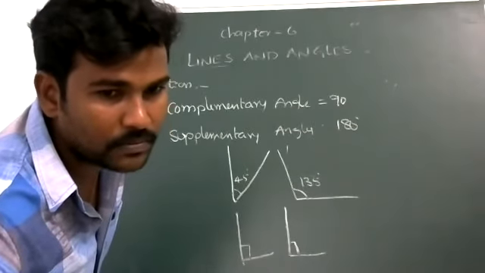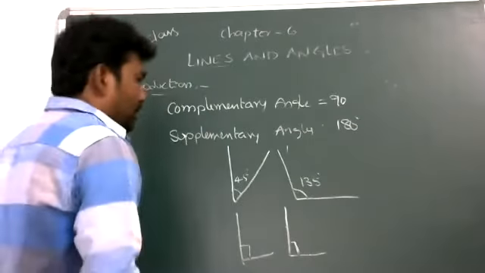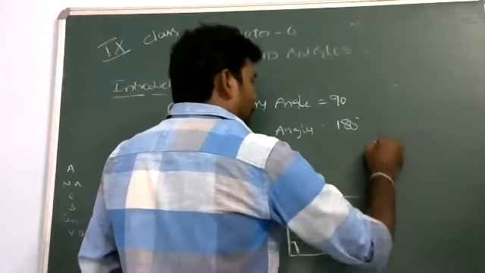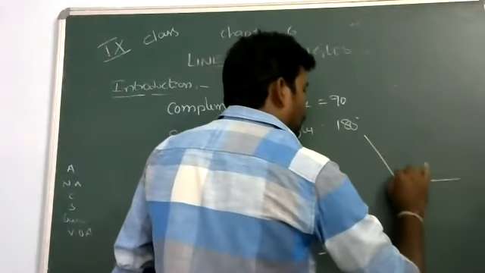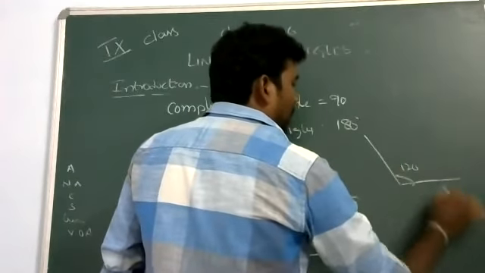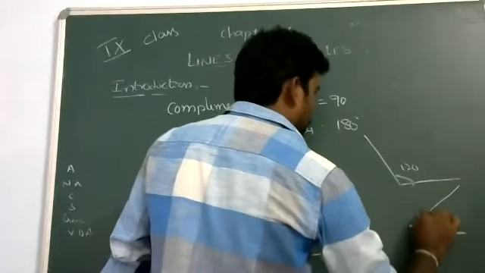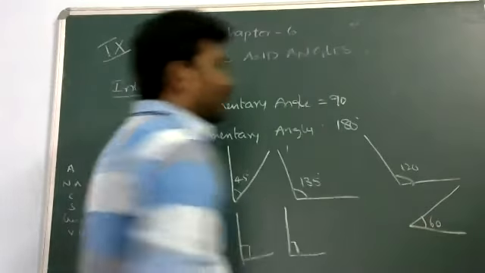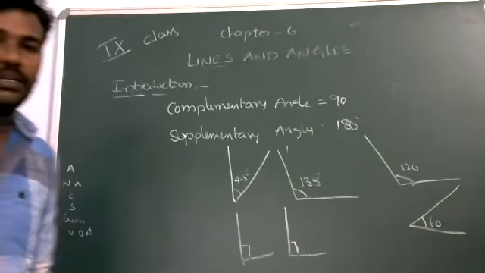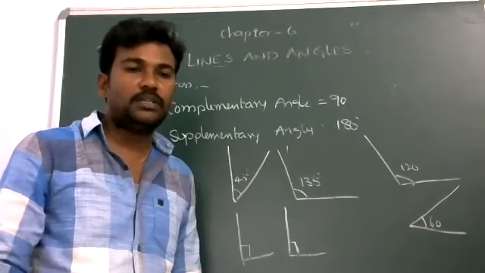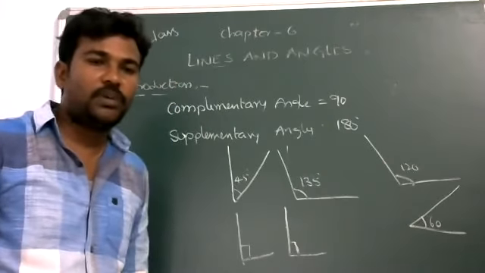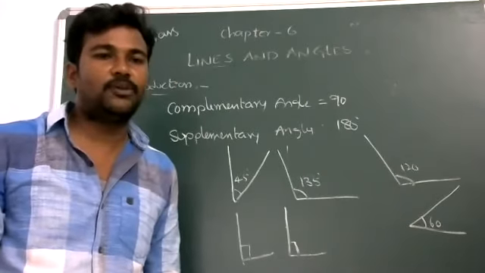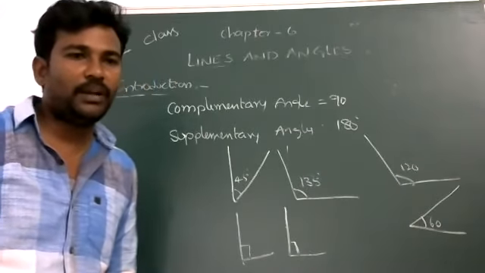Next example, this one is 120 degrees and the second one is 60 degrees. If the sum of any two angles is 180 degrees, then those angles are called supplementary angles. If the sum of two angles is 90 degrees, then those angles are called complementary angles.